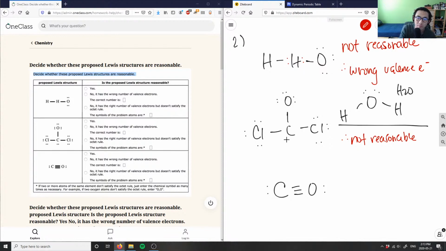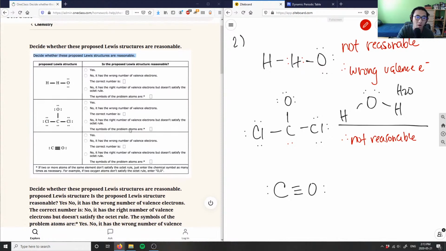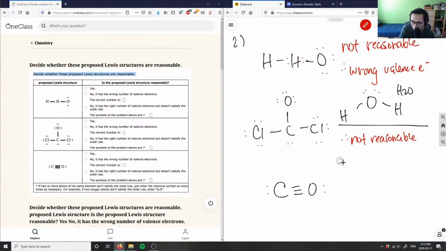Because I have a lone pair on this carbon here that's not being accounted for, and this lone pair can actually bond with, share electrons with, one of these oxygens, right? So again, it's not reasonable. Again, it has the wrong number of valence electrons, right? Actually, no, it has the correct number of valence electrons, but it doesn't follow the octet rule. So it does not follow the octet rule in this case.